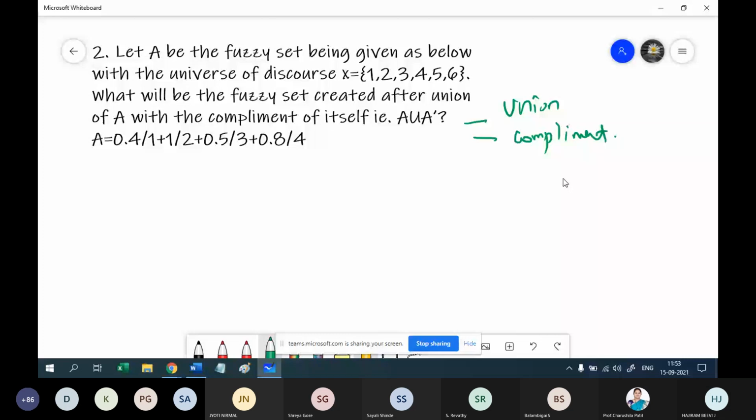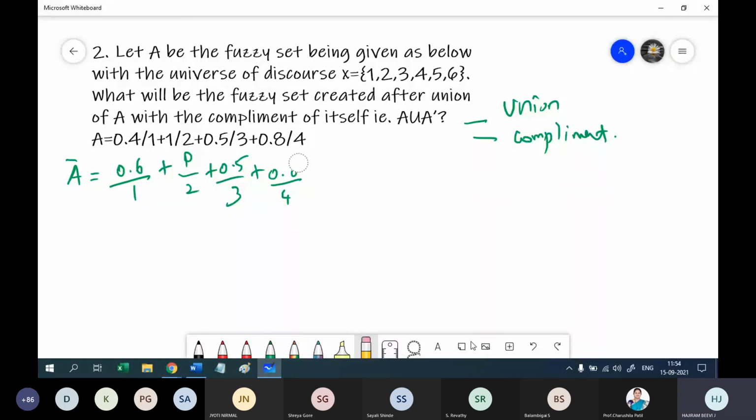Okay, first, as usual, find the complement. Already we found the complement in the previous one. So this is the same one now. So I am taking the A bar value as it is 0.6 by 1, then 0 by 2, then 0.5 by 3, then 0.2 by 4. So this is 1 by 5. This is 1 by 6.